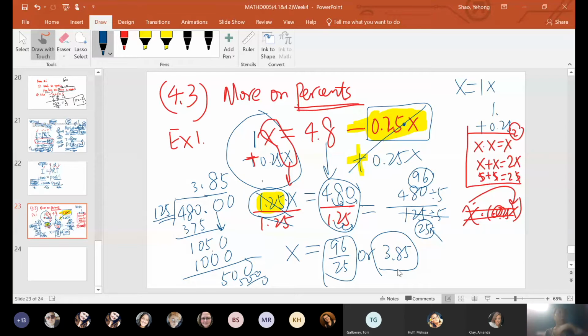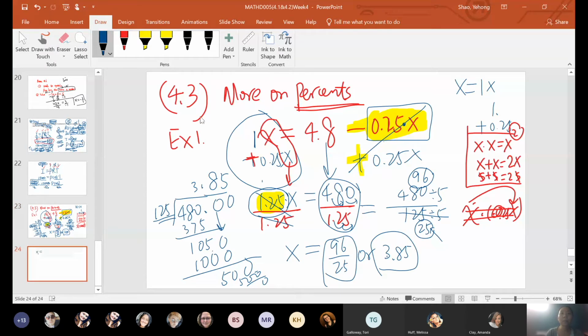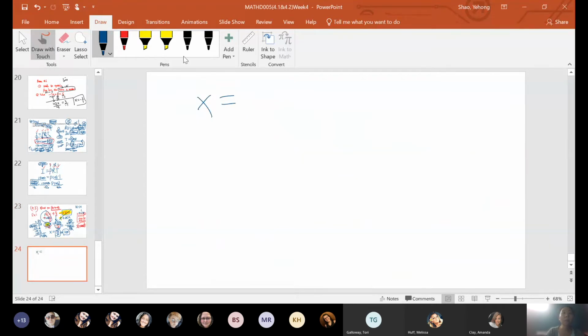Now, I'm going to show you a different way to do this. If you don't like dealing with decimals, there is another option. Previously, I didn't mention when you have fractions, you do have to get rid of fractions. Wait, did we talk about this already? Kind of the other way. So let me show you here. x equals 4.8 minus 0.25x.